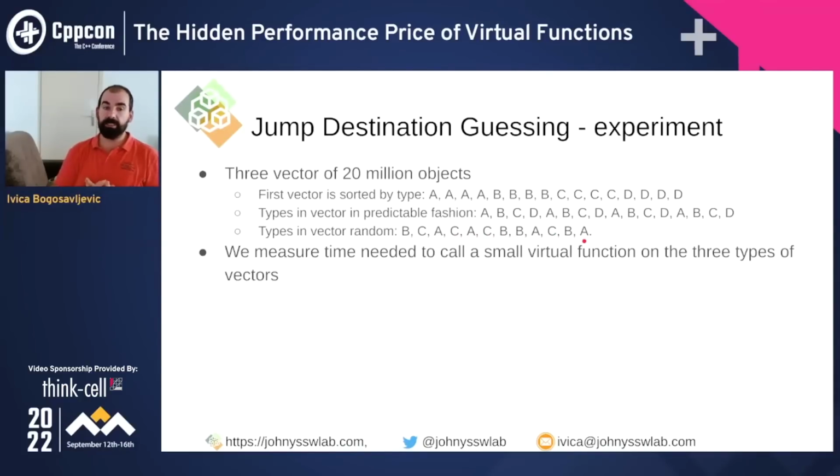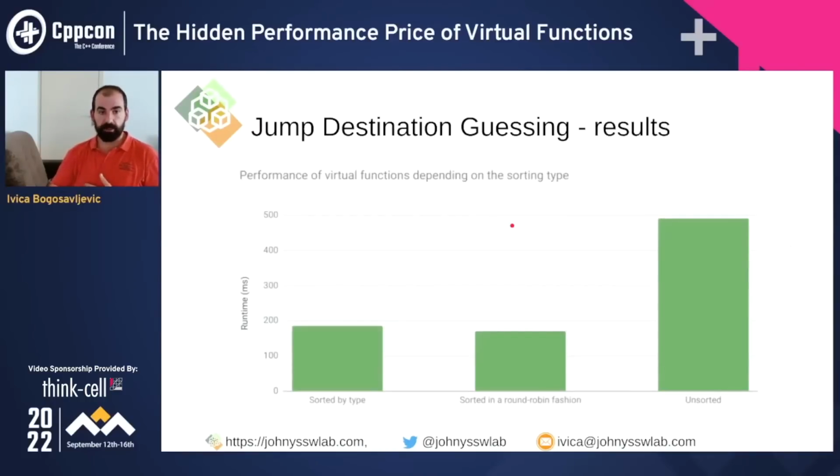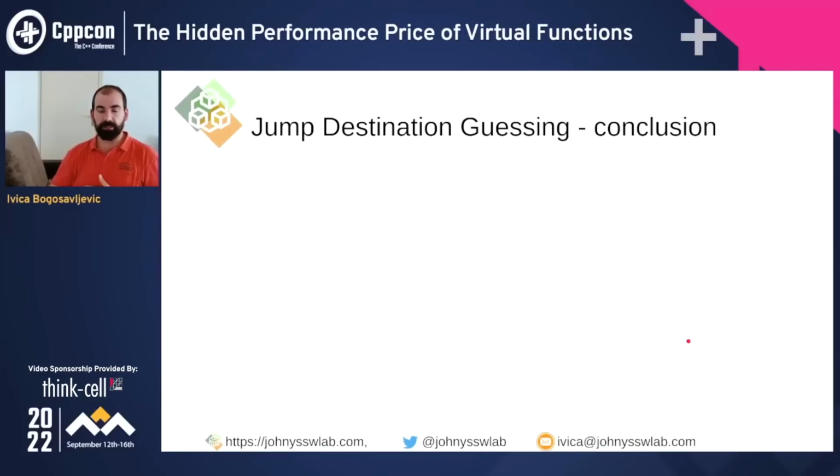Now we measure the time needed to call a small virtual function on the 3 types of vectors. So we have type 1, type 2, and type 3. If they're sorted by type, or sorted in round-robin fashion, in a predictable fashion, the runtime is a bit less than 200 milliseconds. But if the types are not sorted, the runtime is almost 500 milliseconds. So it's almost 2.5 times slower. So this is a very, very interesting observation.